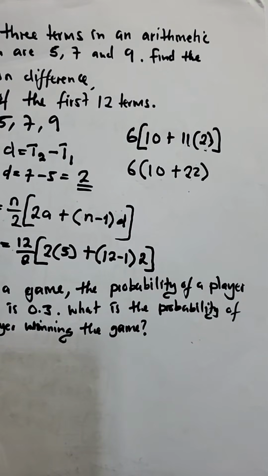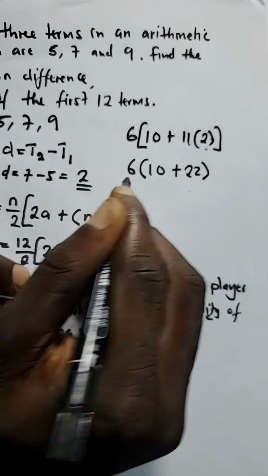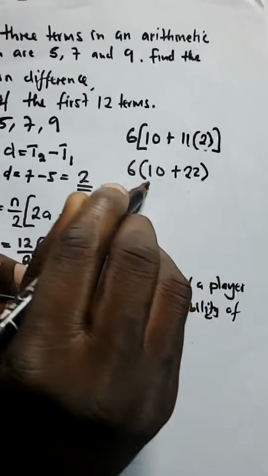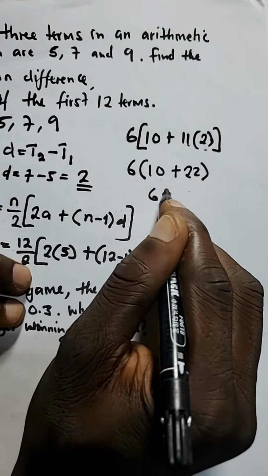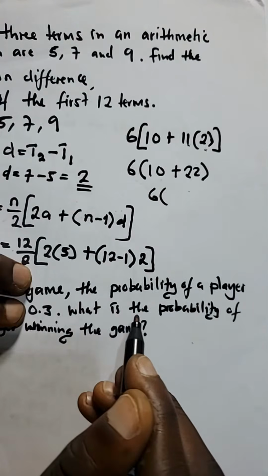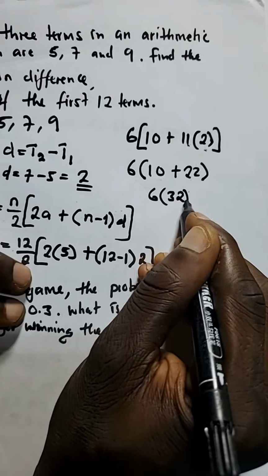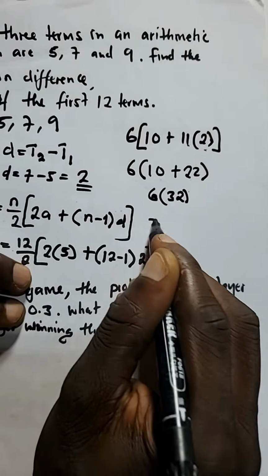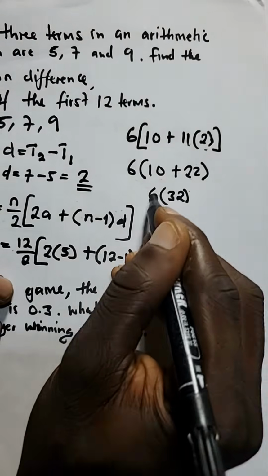I hope you are getting something. I'm taking my time so that you understand, but in the exam, there's nothing like understanding. You solve. It is serious business. Now here, you are multiplying, but you have brackets here, so you start with what is in the brackets. So 6 times, what is 10 plus 22? This is 32, if I have not made a mistake here. Now we can multiply. What is 6 times 2?